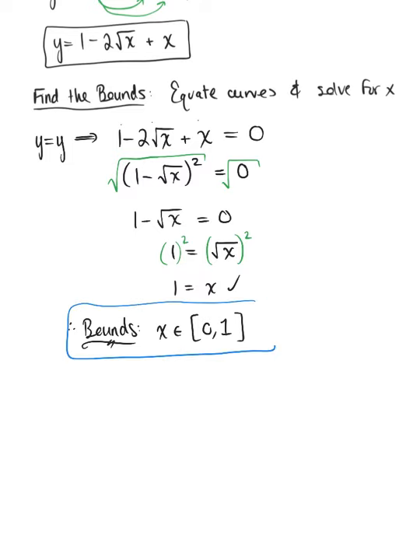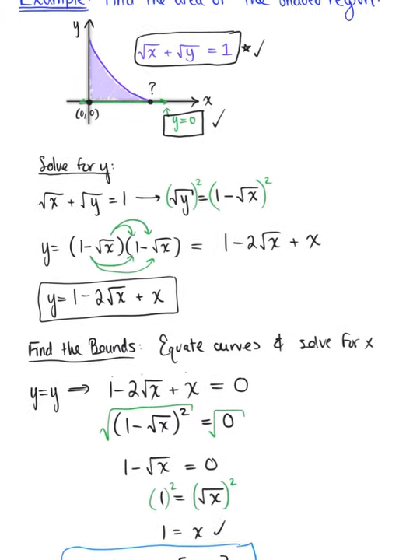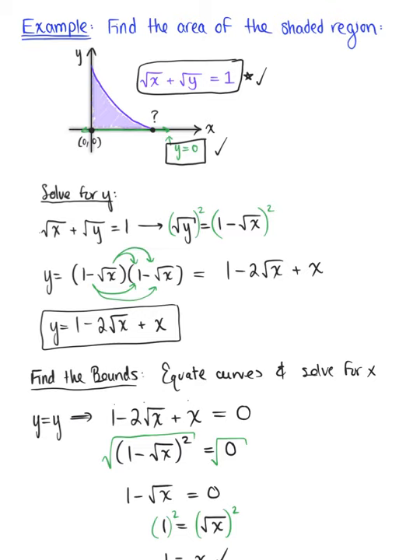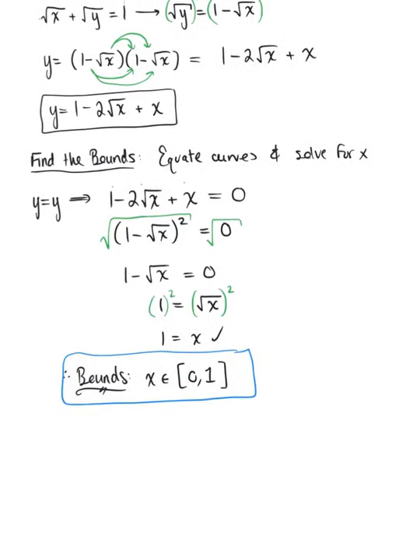So we're ready now to go ahead and find the area. Let's just take a moment real quick and go back to our picture. So we know we're looking for the area under this curve here, which we have redefined as y is equal to 1 minus 2 times the square root of x plus x. And this is where x is from 0 to 1. So let's find our area.